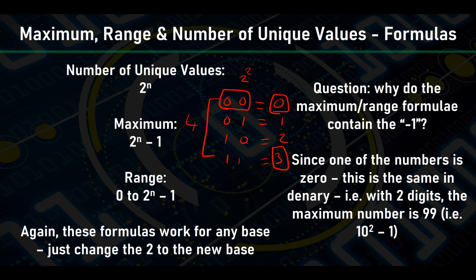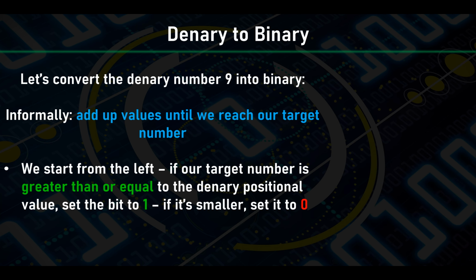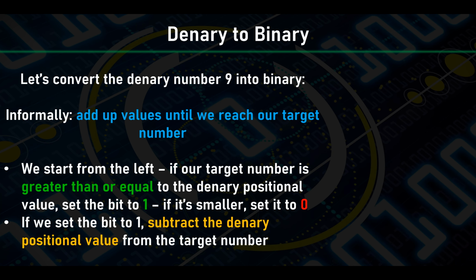Okay, we've seen how to go from binary to Denary. Now let's see how to do the reverse: Denary to binary. If you want to convert the number 9 into binary, then informally, all you do is add the values up, starting from the left, until we reach our target number. If you want to write this more formally, we start from the left. If our target number is greater than or equal to the Denary positional value, then we set the bit to 1, while if it's smaller, we set the bit to 0. If we set the bit to 1, we then subtract the Denary positional value from the target number. Honestly, this is quite wordy, and it's basically saying the same as this.